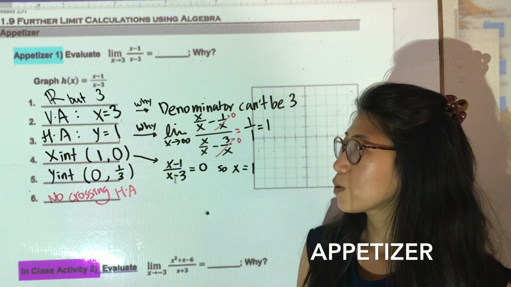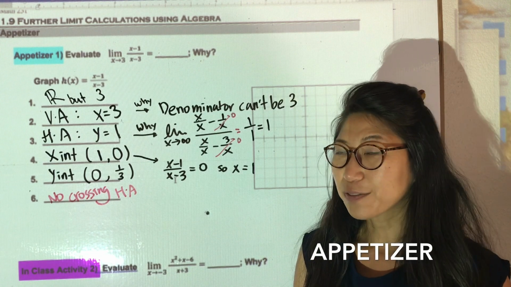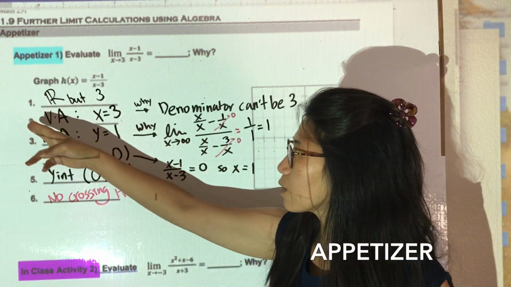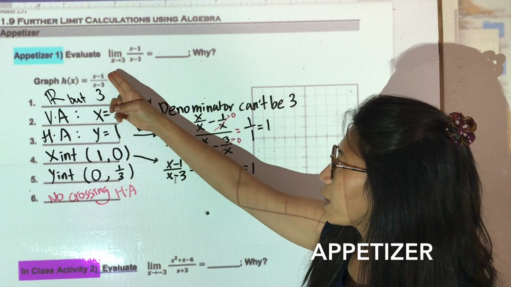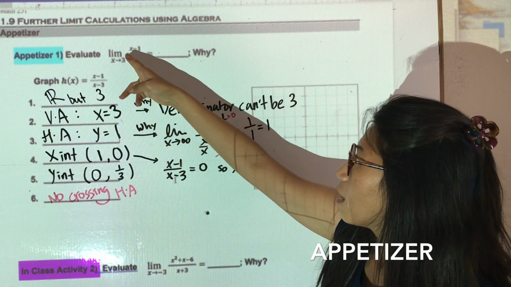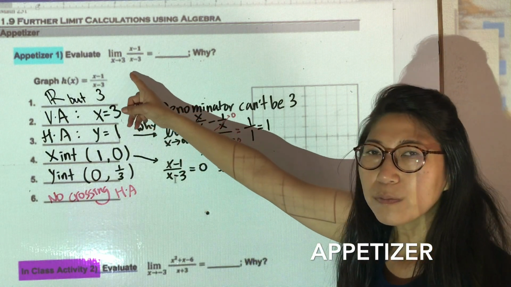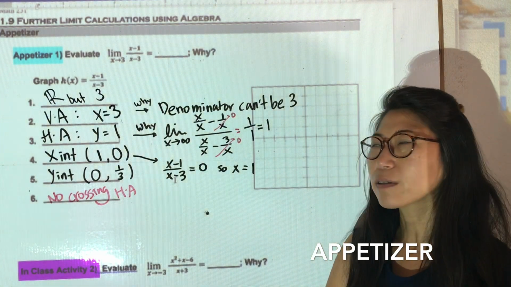Before we start, I'm actually going to put a link for class activities first. So let's read our appetizer question first. The appetizer says, now we want to evaluate the limit as x goes to 3 of (x minus 1) over (x minus 3). Where does the limit go? Just think about it as soon as you look at this limit.